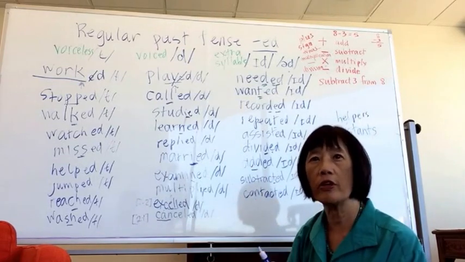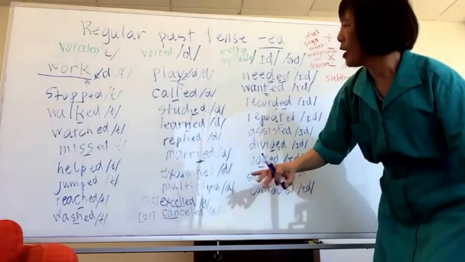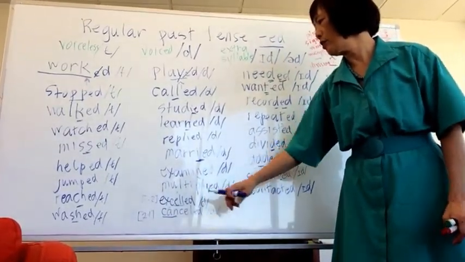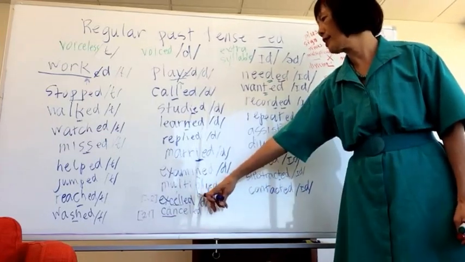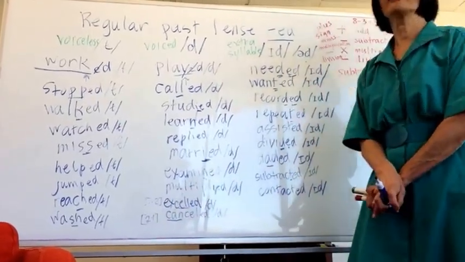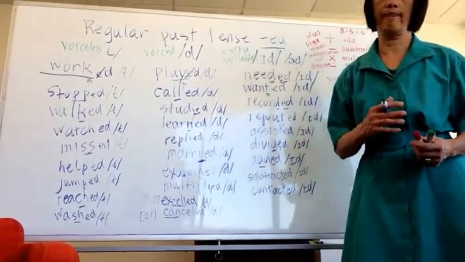Okay, good for you to notice that. All right, so it doesn't change the pronunciation of the d. So it is the same for excelled and canceled. It just means that the stress has an influence on the writing system.